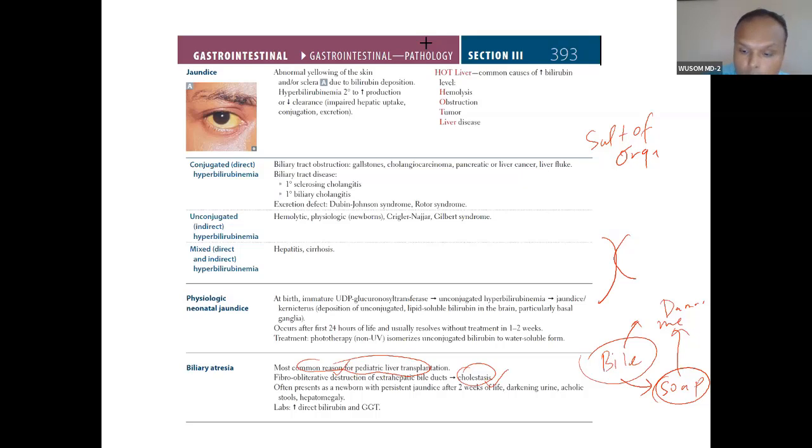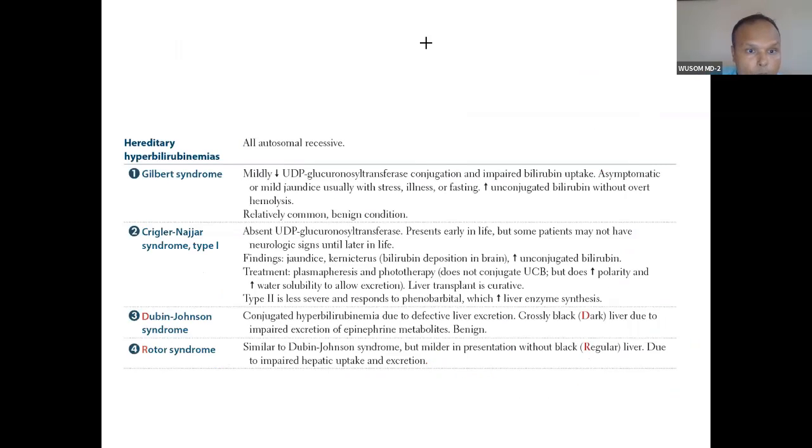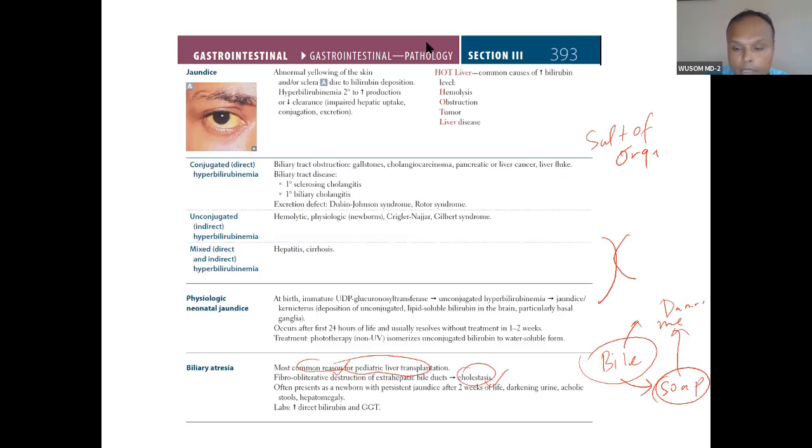Because of biliary atresia, a liver transplant will have to be done. These are part of this topic. You can see this disorder we have already done: Gilbert syndrome, I told you, and Crigler-Najjar syndrome type 1. Type 1 is very important, more important than type 2, because UDP is completely absent here. In type 2, mild activity is there. The same you can see in the baby.